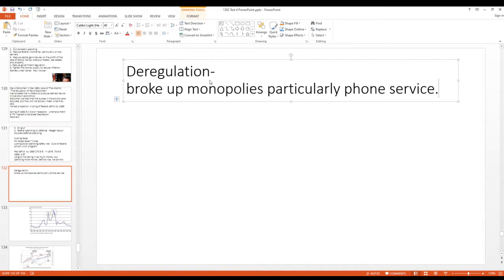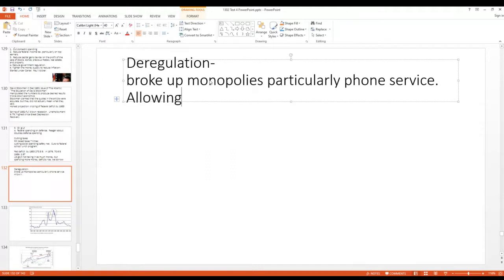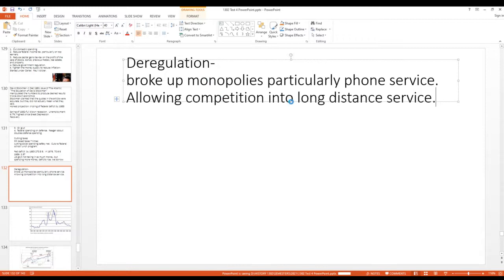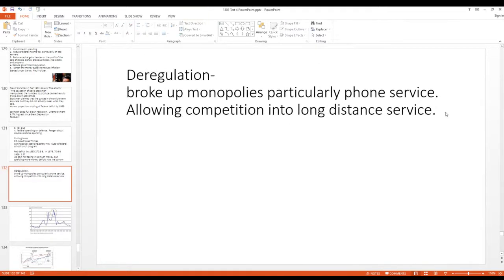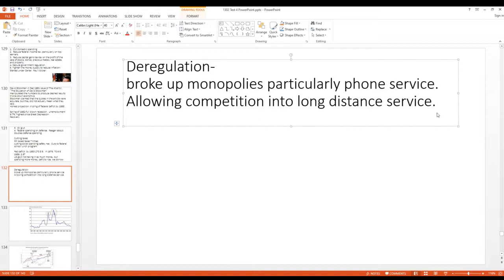Really, until 1982, if you needed to make a long distance phone call, there was only one game in town, and that was AT&T. And deregulation broke up AT&T's stranglehold, allowing competition into long-distance service. Okay. And this is when what was called MCI, which most of you have never heard of, came along, but then also other long-distance carriers got into the game.